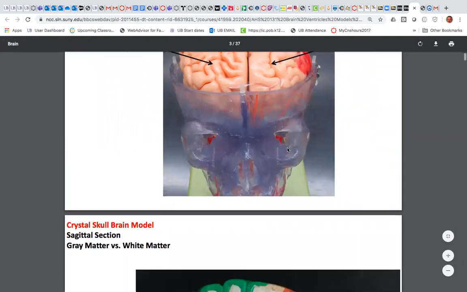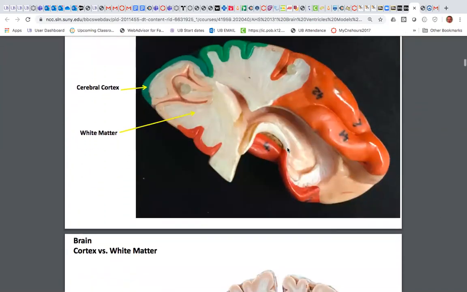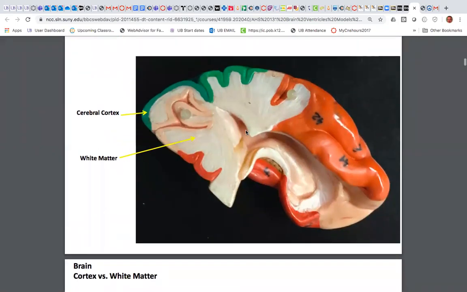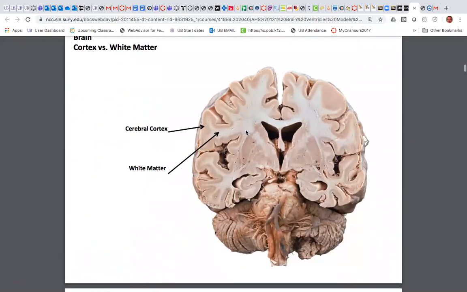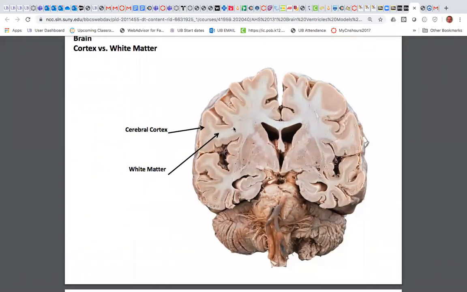Okay, let's move up a little bit. I'm not a big fan of these pictures, so you're probably not going to see this one. This is a nice picture where you can see in this section, which is your coronal section, where it separates into a frontal and posterior side. The outside is gray matter. That's the cortex. The inside is white matter.